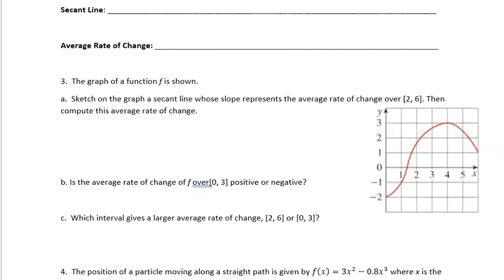How are secant lines and the average rate of change related? Now let's look at it and see. So think back, what's a secant line? What does a secant mean? A secant line is a line passing through 2 points on a curve.